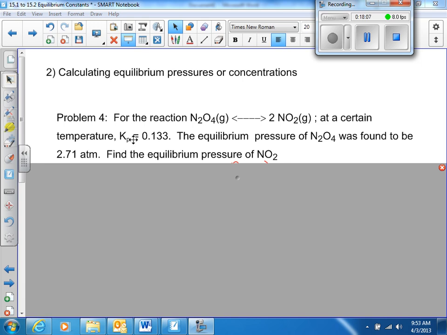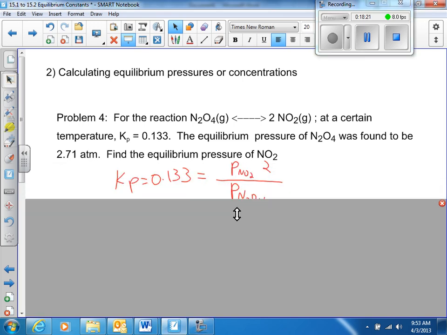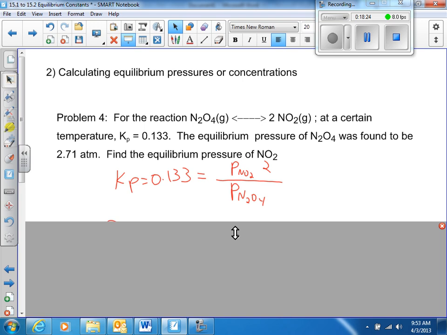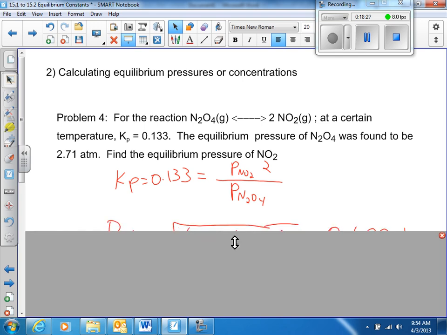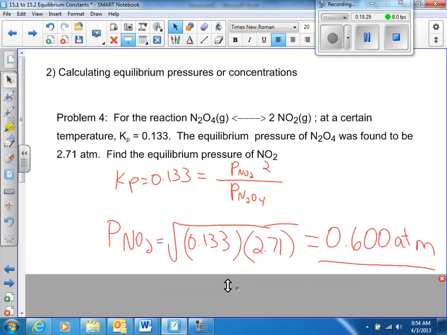We'll just write the equilibrium expression. Kp will be NO2 squared over N2O4. Plug in our values for the Kp and the N2O4 and solve for the missing. So here's your solution. There's our Kp expression. Plug in the numbers. I plugged in this number here and moved it over to the other side to get 0.133 times 0.271. Took the square root because this was squared, and we get our answer.